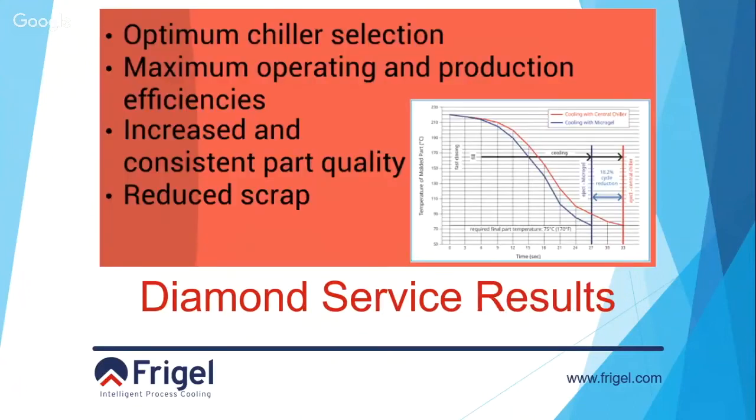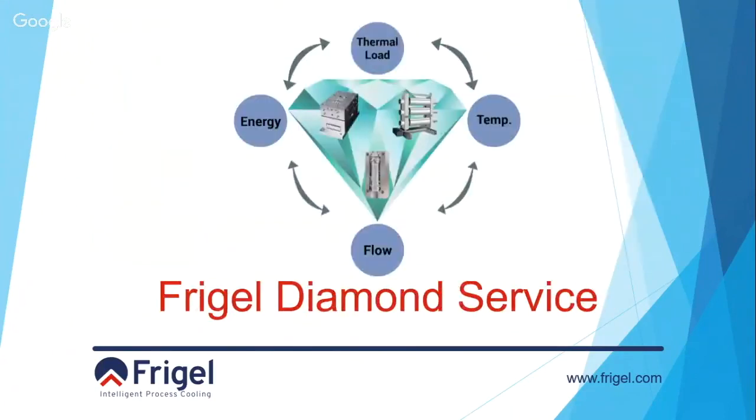Diamond service results are numerous. Optimum chiller selections resulting in maximum operational efficiencies, increased part quality and consistency, reduced rejects, and, for example, a reduction of molding cycle times typically as high as 20%. We trust that this brief presentation will provide you with the ammunition to clearly demonstrate how Fragile takes thermal load analysis to the highest scientific level.